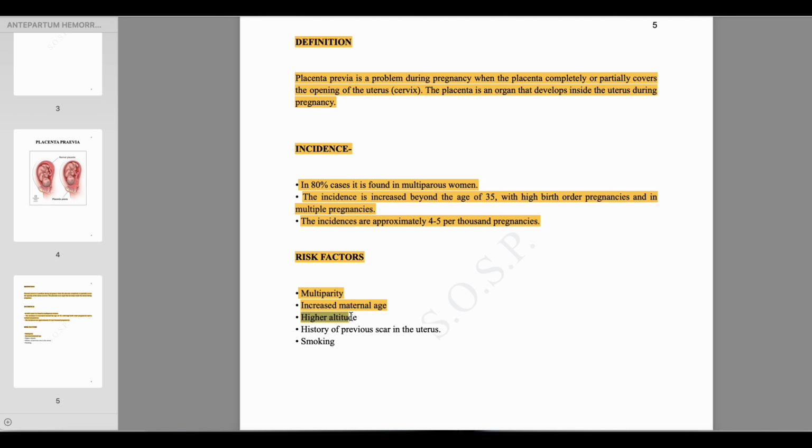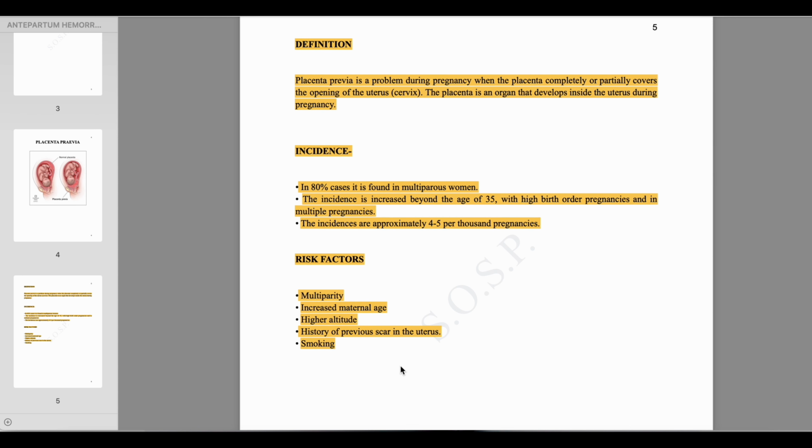Next is higher altitude, and a history of a previous scar in the uterus. Of course, if the mother has previously undergone a cesarean section, then this condition may occur. Smoking is another factor. So these are all the risk factors of placenta previa.